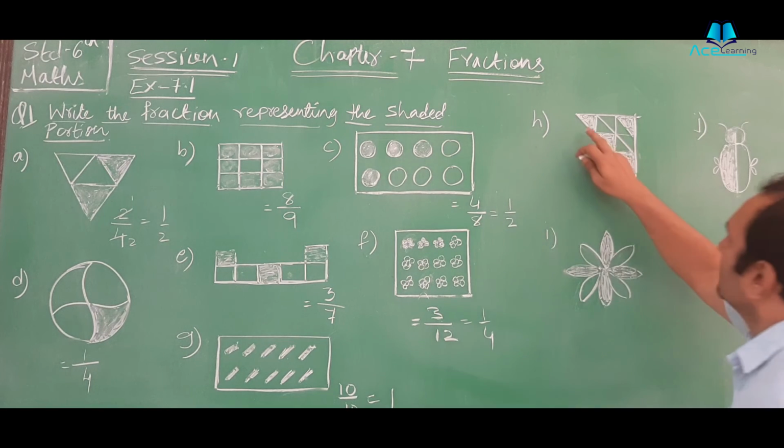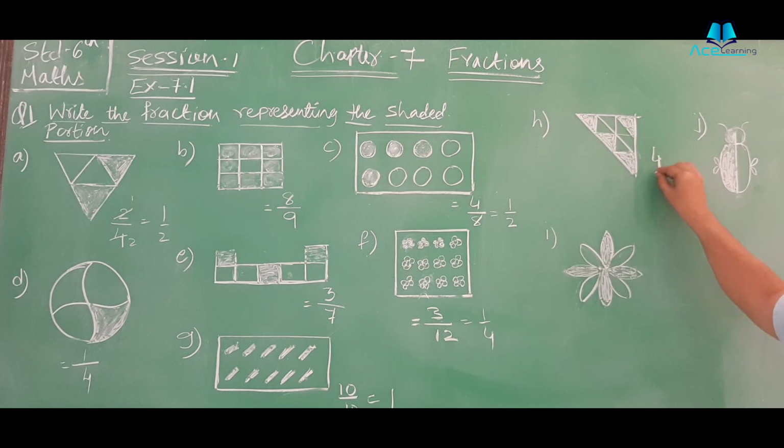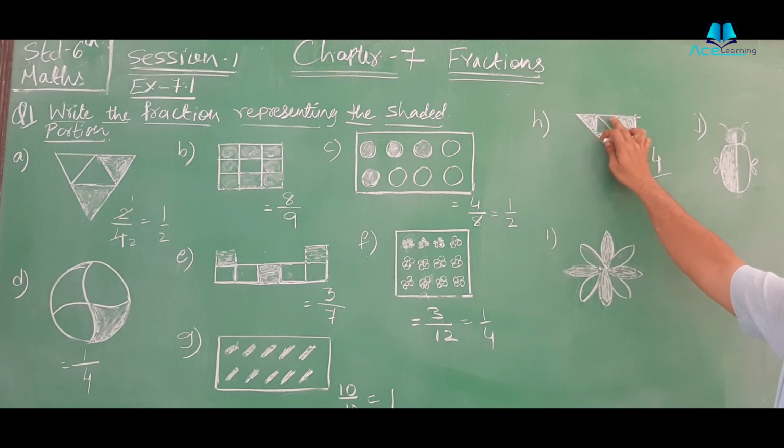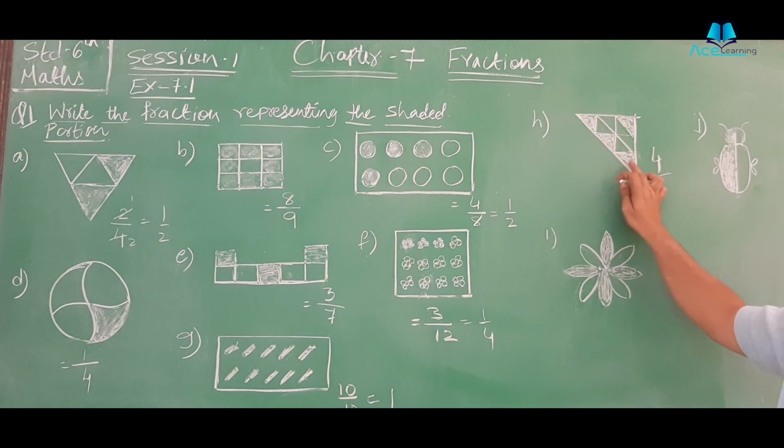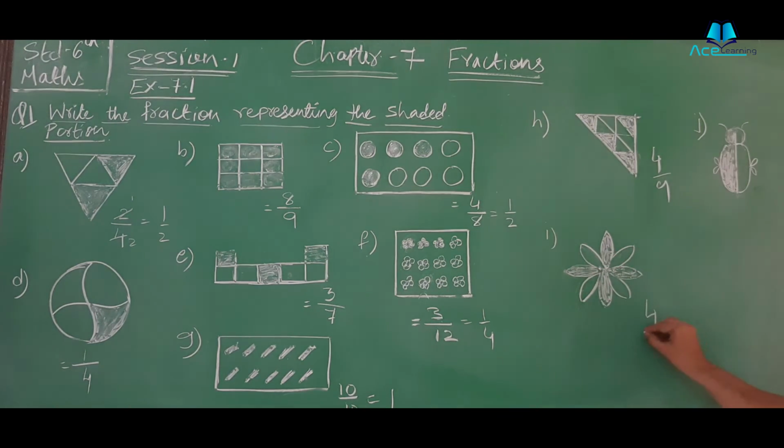Next, 1, 2, 3, 4 shaded, total 1, 2, 3, 4, 5, 6, 7, 8, 9. 4 upon 9. Here 1, 2, 3, 4, 4 are shaded out of 12. It can also be written as 1 upon 2. And this 1 upon 2 is half.